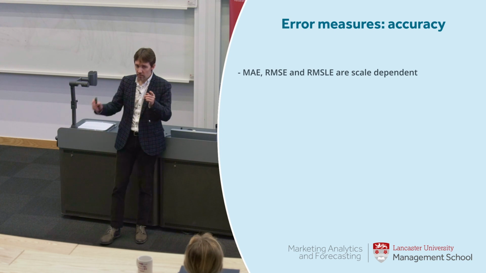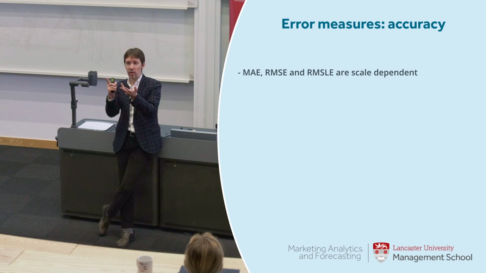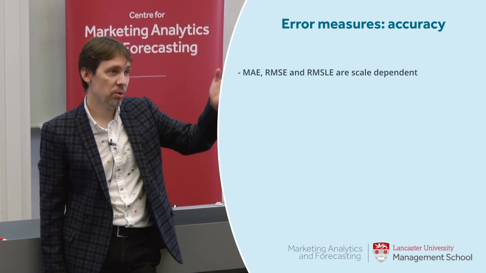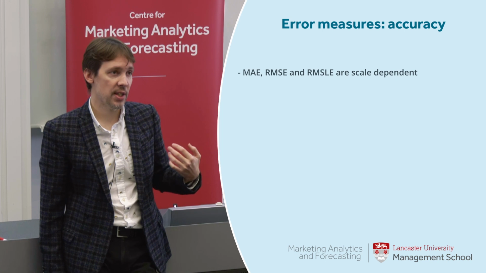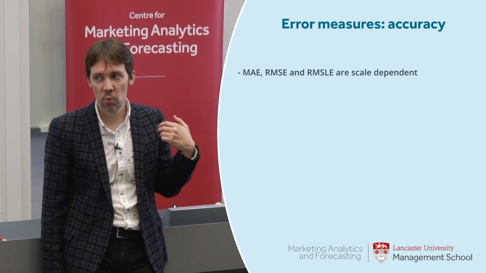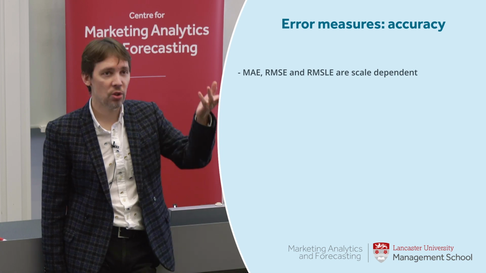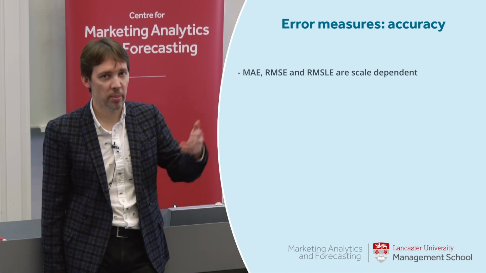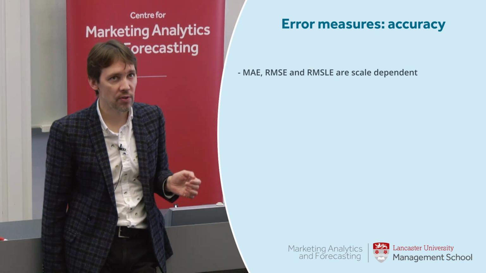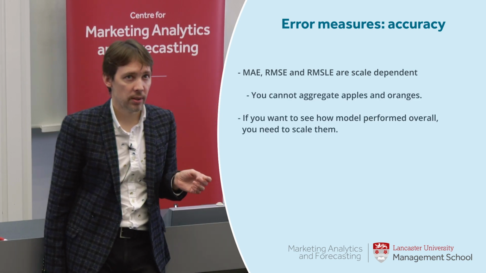Okay, so mean absolute error, root mean squared error, and root mean squared logarithmic error are scale dependent. They have units, they have oranges inside them, right? But if we want to apply a forecasting method across different products, across different time series, we might want to know how it performed not only for oranges, but also for apples, for bananas, and so on and so forth. So we need to be able to somehow aggregate those values. How do we do that?